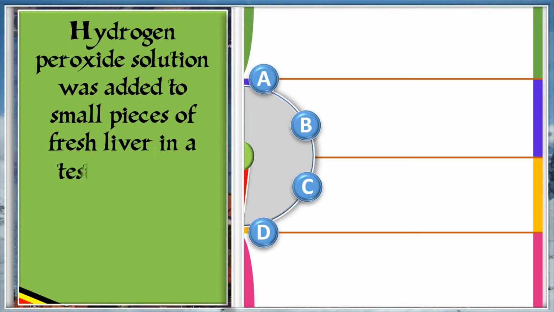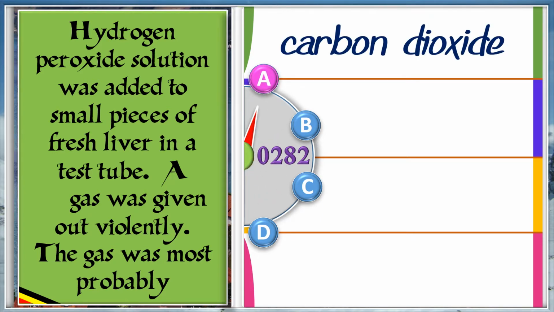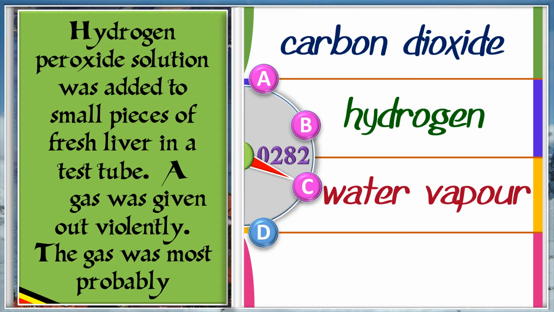Hydrogen peroxide solution was added to small pieces of fresh liver in a test tube. A gas was given out violently. The gas was most probably A. Carbon dioxide. B. Hydrogen. C. Water vapor. D. Oxygen. And the answer is D. Oxygen.